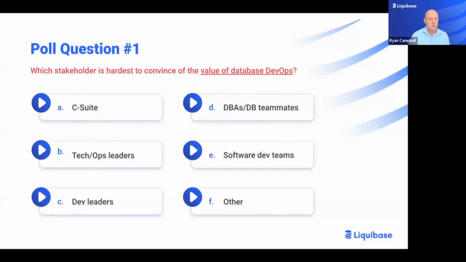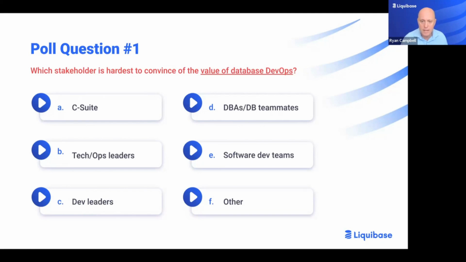And so now we're going to do our first poll here. The question is, which stakeholder is the hardest to convince of the value of database DevOps? As you're making your case, which one do you have the most challenges with? Our options are the C-suite, the technology and operations leaders, the application development leaders, DBAs, or the software development teams themselves. Just curious what people are seeing out there.